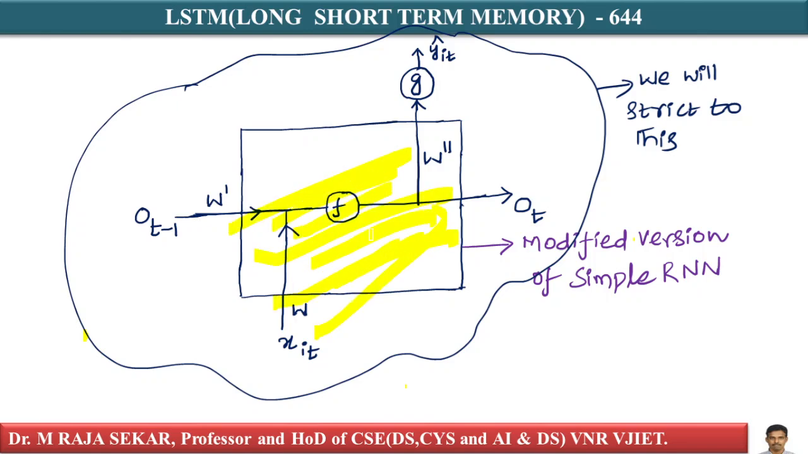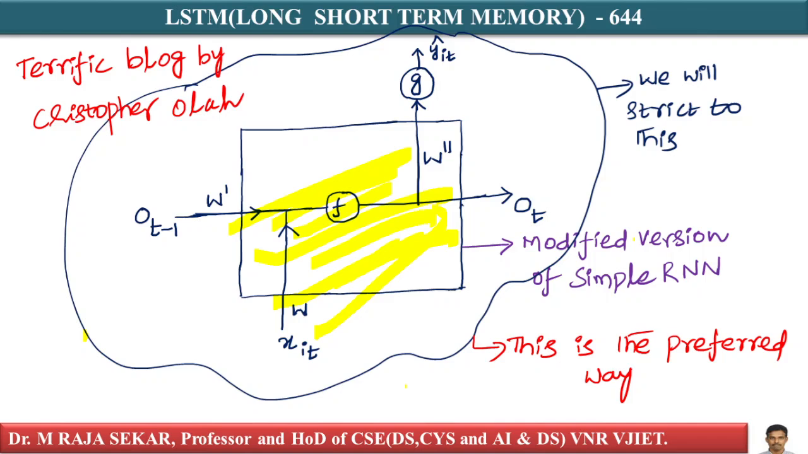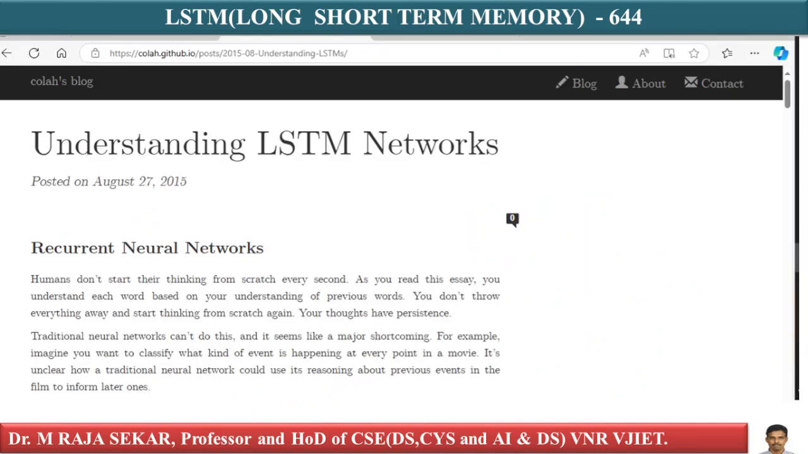For this discussion about LSTMs, here is a terrific blog. This is the preferred way of writing notation. There is a terrific blog by Christopher Olah. If you recall, we saw a lot of blogs by Christopher Olah, especially on principal component analysis and t-SNE. We understood a lot about t-SNE and PCA from his blogs. I think he is a research engineer or research scientist at Google, working on deep learning stuff, isn't it?